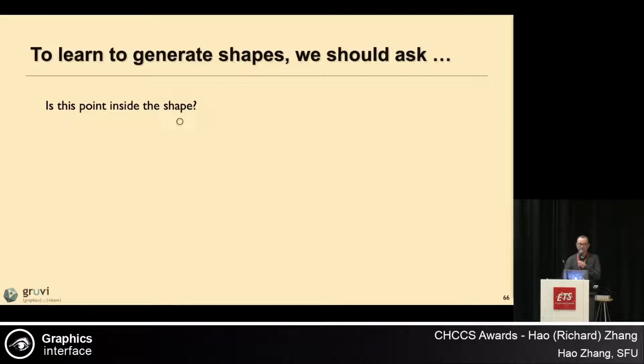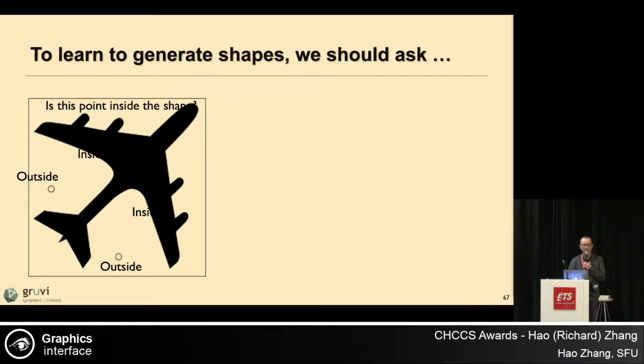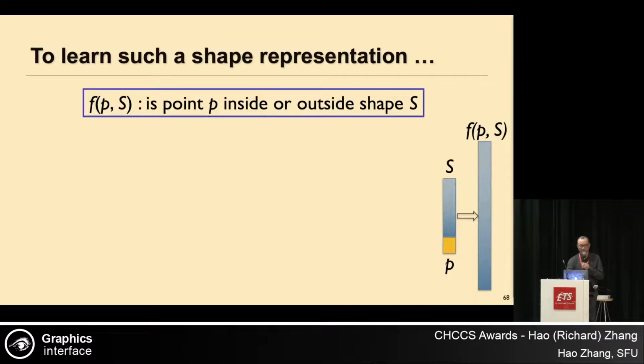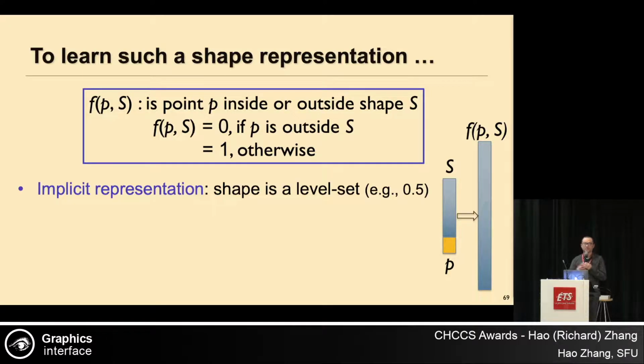Now, if you take the implicit representation and learn to generate shapes, you should be asking questions like this: at this point, inside or outside? That's outside, that's inside. You do many of these queries, and at the end you get your shape in an implicit way. To learn such a shape representation, you need to learn a function. This function takes a point P and a shape S and asks, is the point P inside or outside of the shape? You can say 0 or 1, depending on your sign. This is the classical implicit representation, and we made a neural network that tried to learn such occupancy.